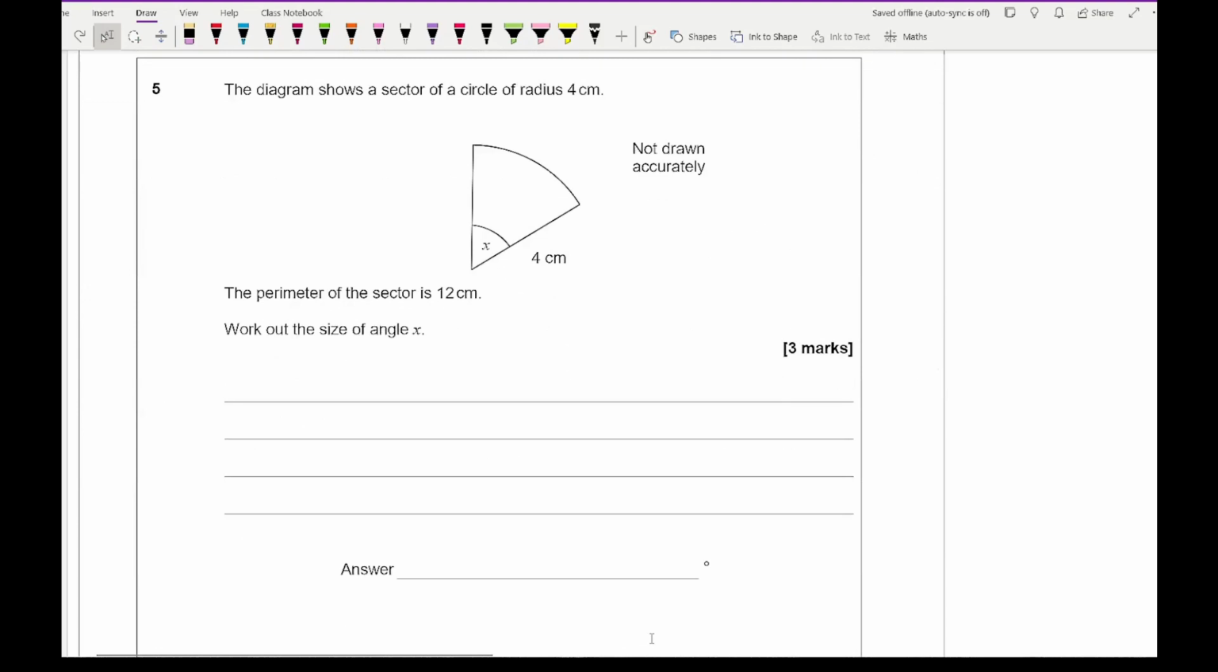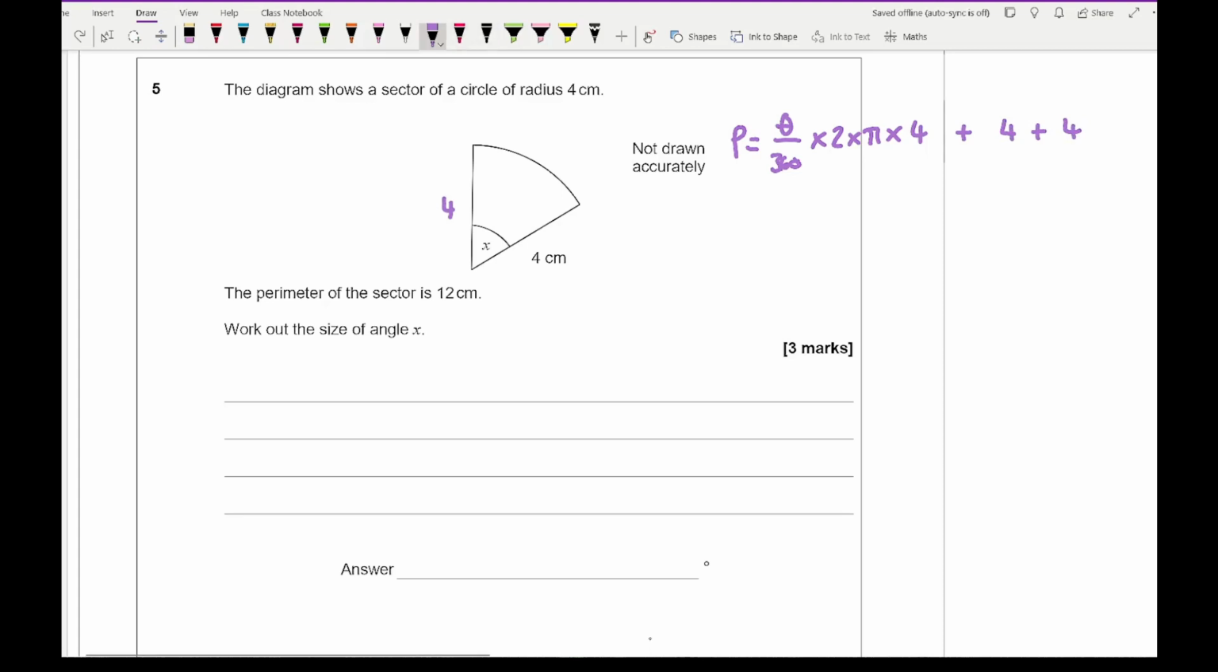Then moving on to question 5, it says the diagram shows a sector of radius 4 centimeters. The perimeter of the sector is 12 centimeters. Work out the size of angle X. So again, looking at this, we know that the perimeter of the shape is going to be theta over 360 multiplied by 2 times pi times the radius, which is 4, and I then need to add 2 lots of 4, which is the 2r.